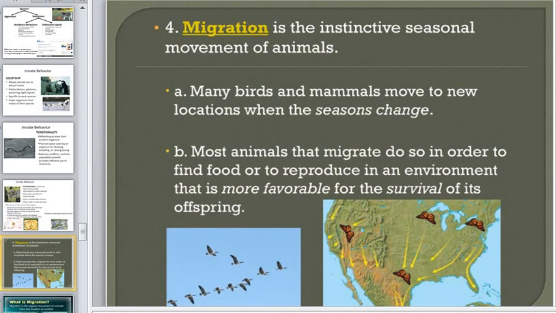Migration is part of the seasonal cycle, tied to circadian rhythms, in the intensive seasonal movement of animals. Many birds and animals move to new locations when the seasons change, and most animals that migrate do so in order to find food or to reproduce in an environment that is more favorable at different times of the year.